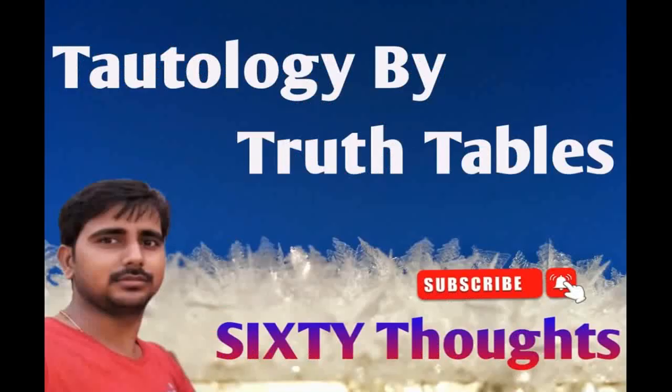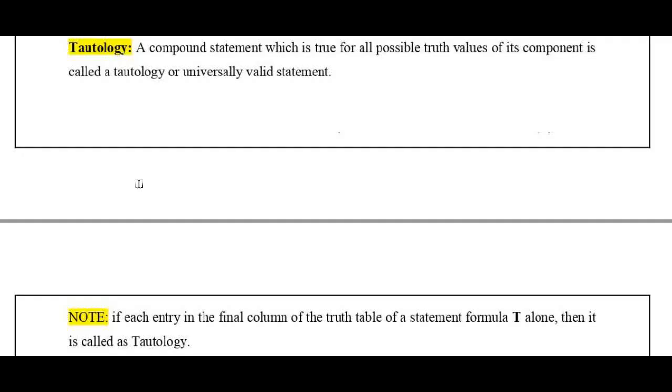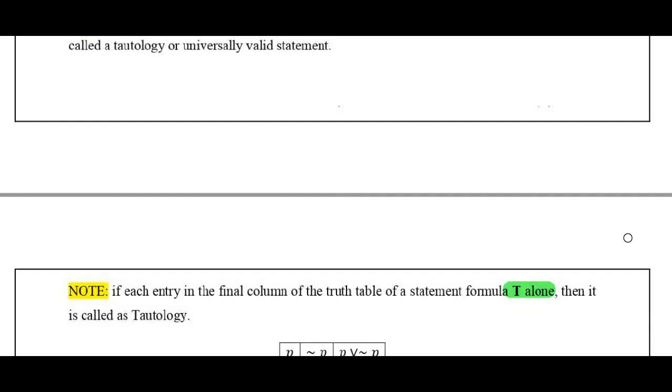So in this lecture, we will learn the definition of tautology in discrete mathematics as well as tautology truth tables. So now we see what is a tautology in discrete mathematics. In discrete mathematics, a tautology is a compound statement that holds true for all the values of the individual statements, which means if each entry in the final column of the truth table is T alone, then it is called a tautology. Otherwise, it is called a contradiction.